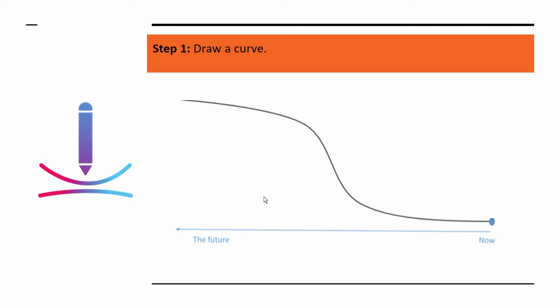The first step to creating the project map is to draw a curve on your paper. Make it stretch from one side of the paper to the other. This curve represents your timeline of your project. The point on the right represents where we are now.